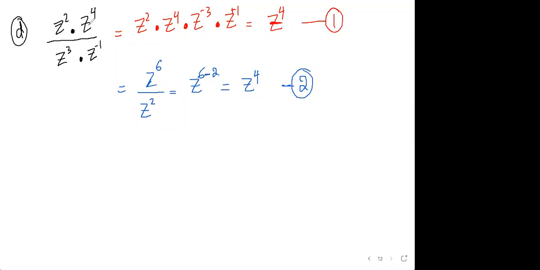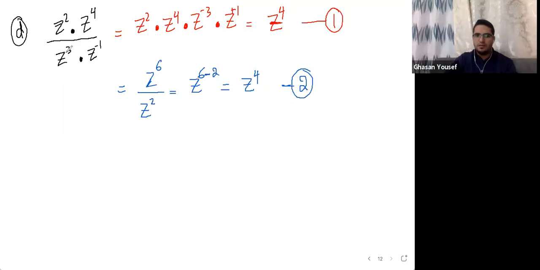So we can combine the numerator together, combine the denominator together, then we combine the numerator with the denominator. By using the property from the previous lesson, we have the same base with different exponents. So this is equal to z to the power 6 minus 2, which gives z to the power 4.